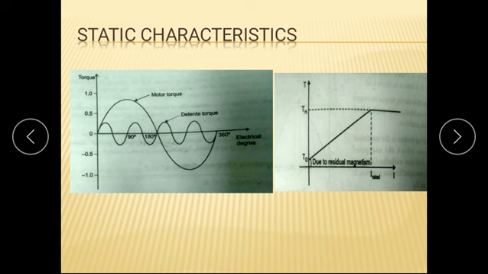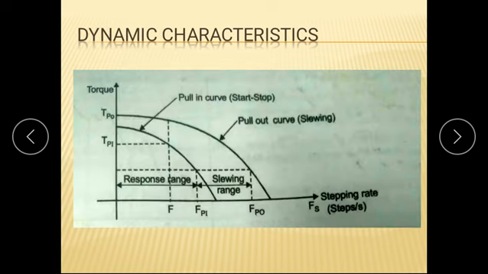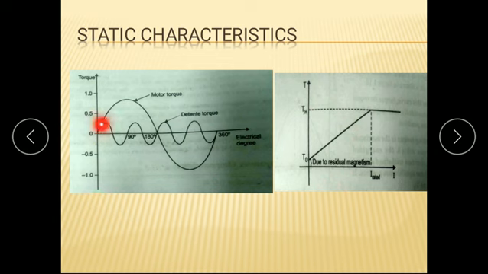The next important question is static characteristics and dynamic characteristics. The static characteristics have two curves, that is torque angle curve and torque current curve. First one shows the torque angle curve. Here you have two definitions, return torque and holding torque. Please refer to a book.